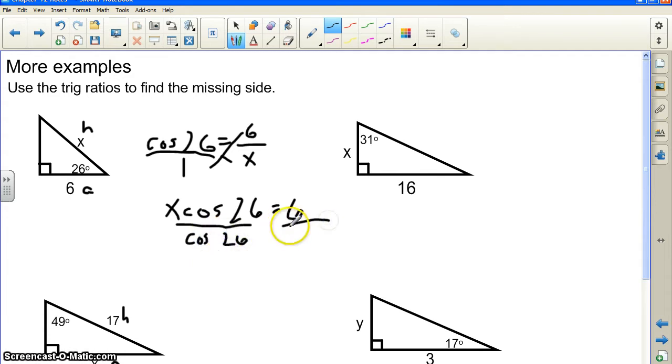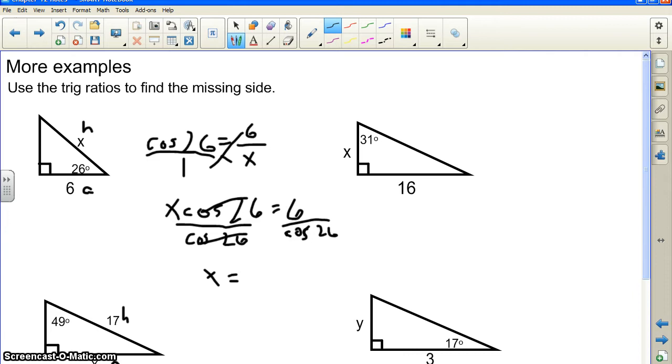I will divide that by cosine 26. And remember, like I talked about in class, the sine, cosine, tangent, and the degree measure, that is all one entire term. So there's nothing that I really can do different, because it's all one bunched up term. So I can't just divide by 26. I can't just divide by cosine. It has to be by the whole thing. So on this left-hand side, that would just give me x.